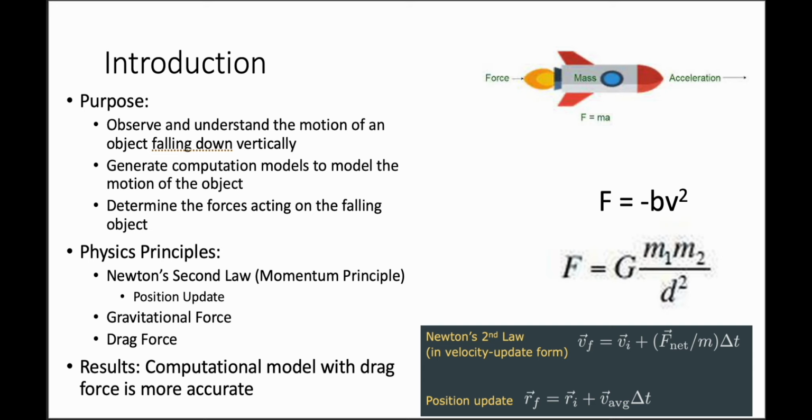And so as preliminary results, we find that the computational model that includes drag force and the gravitational force is more accurate than the computational model with just the gravitational force in predicting the motion of the falling object.